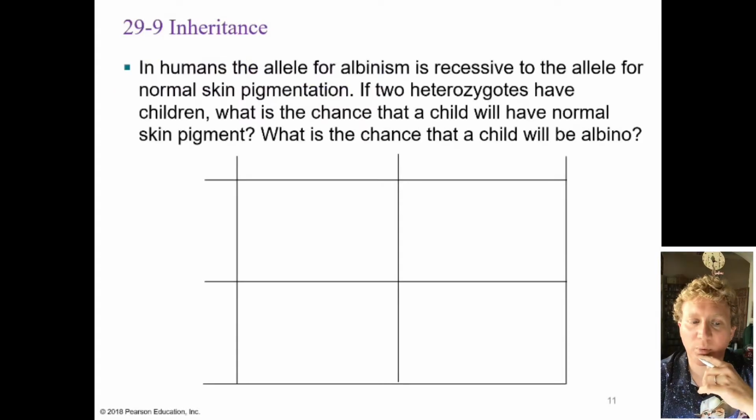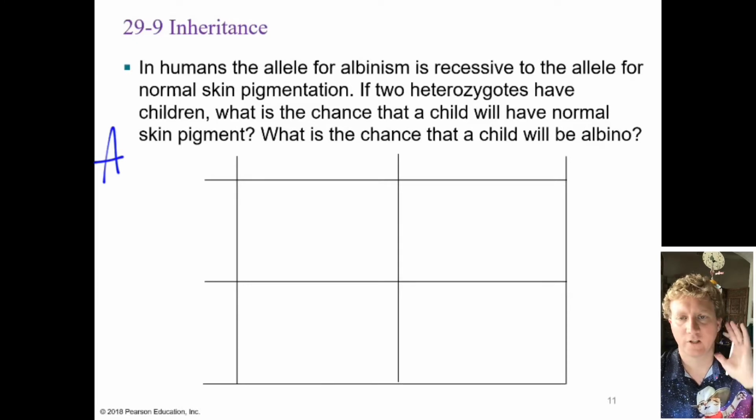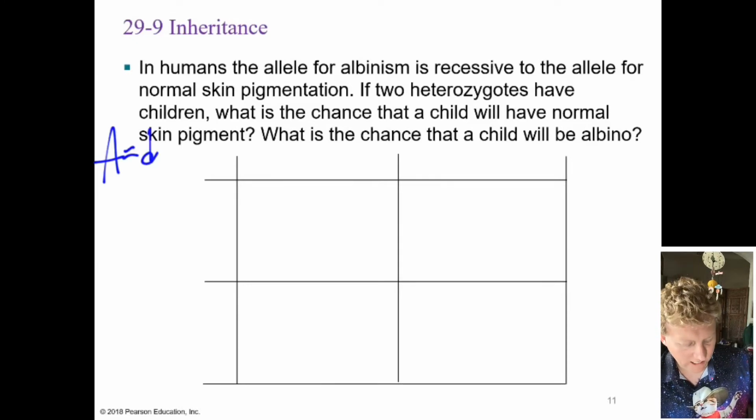And so we're going to use a Punnett square to do that, right? And so we know they're heterozygotes. So I'm just going to use A, okay? So big A is dominant. That is having skin pigment. Little a is recessive. That means you are albino, okay?